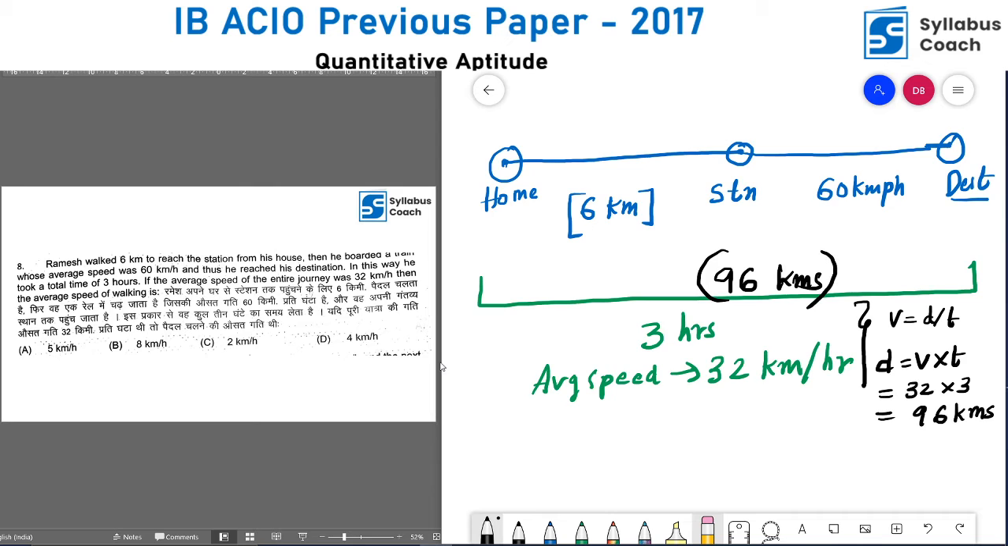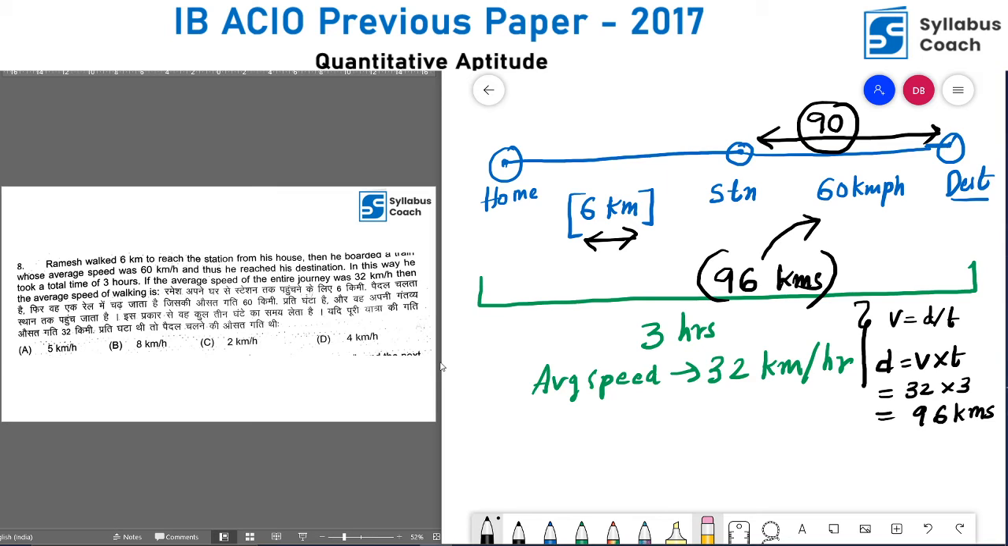Are you clear, students? If the total is 96 kilometers, and you know that this particular distance is 6 kilometers, then what is the leftover distance, students? Which is the distance from station to the destination. The distance from station to destination is nothing but 90 kilometers, which is 96 minus 6 kilometers. Are you clear? Now, what are we supposed to do?